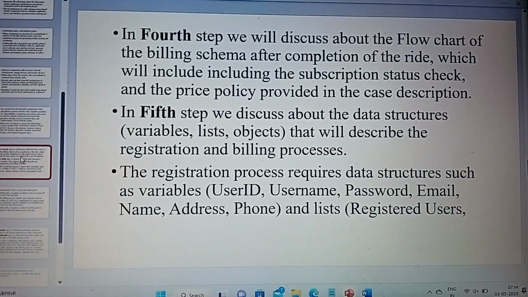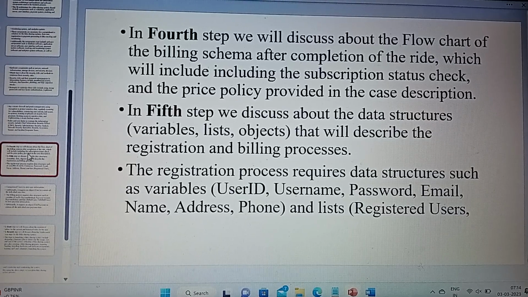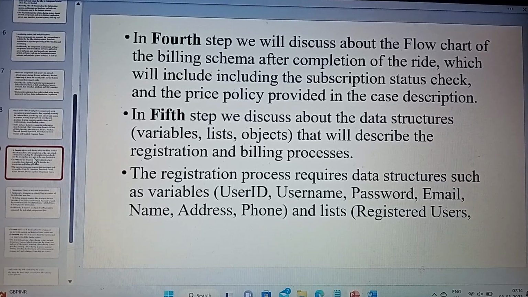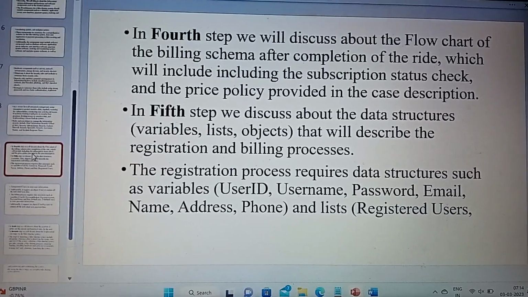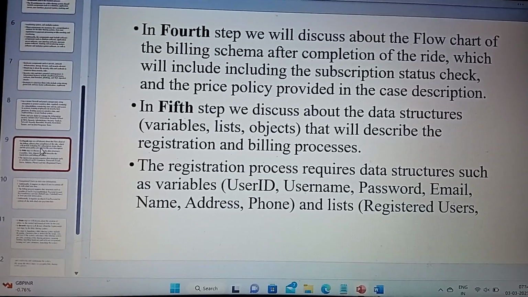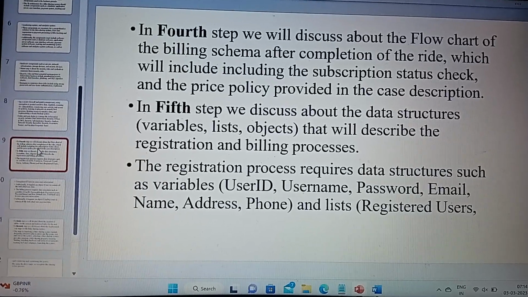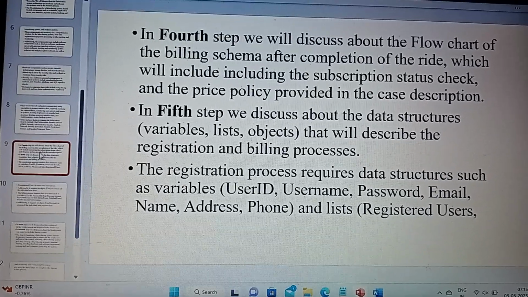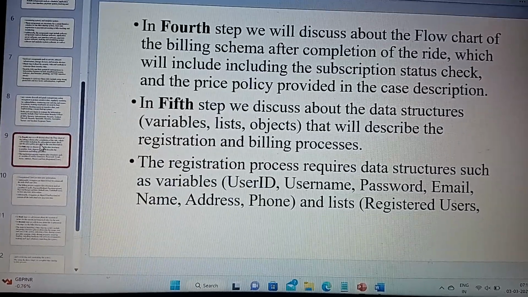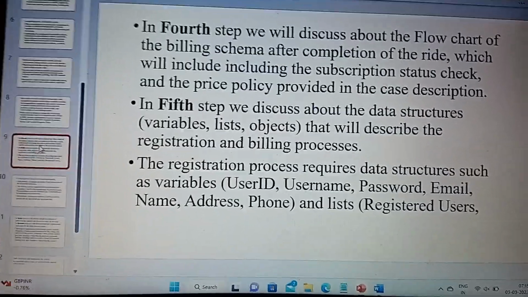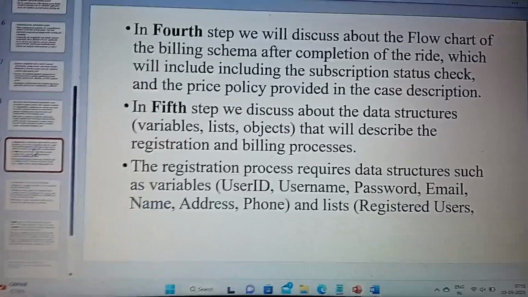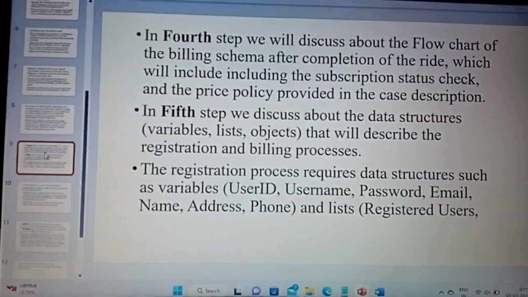Then, in the fourth step, we will discuss the flowchart of the billing schema after completion of the ride, which will include the subscription status check and the price policy provided in the case description. By using the flowchart, we describe the overview of the bike sharing process in a diagrammatic view. If the customer is subscribed, then you have to determine whether they are an annual subscriber or a daily subscriber. If the subscription status is equal to 2, it is an annual subscriber; if it is equal to 1, it is a daily subscriber. You also have to check whether he is subscribed or not.